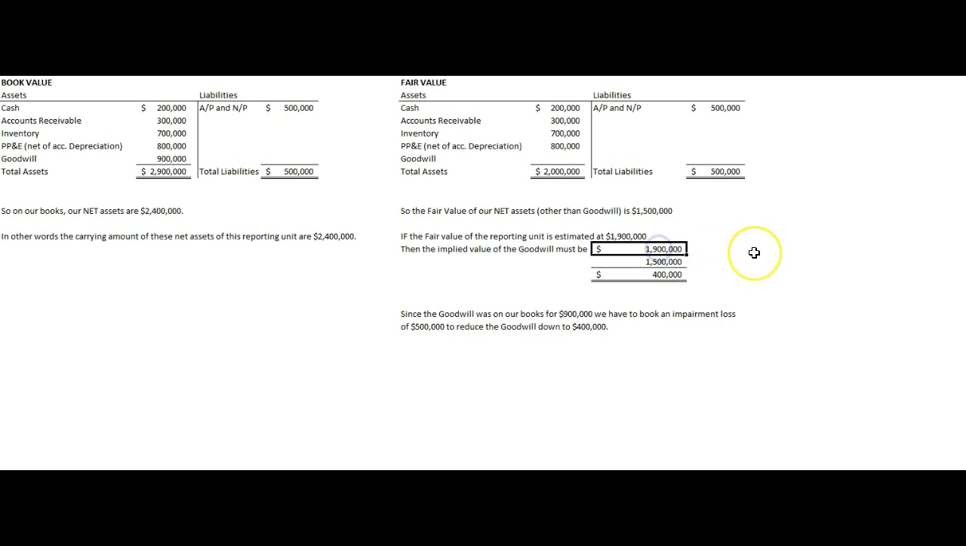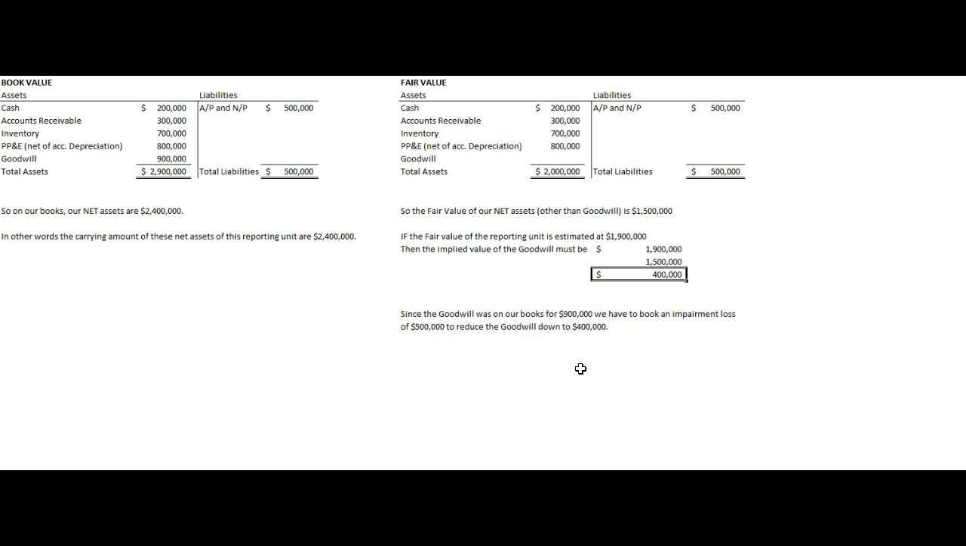Well, if the whole division is worth $1.9 million, like we just said, and what we can identify is worth $1.5 million, that means goodwill should be in there for $400,000. But it's on our books for $900,000. So since goodwill was on our books for $900,000, we're going to have to book an impairment charge of $500,000 to get it down to its implied value of $400,000.